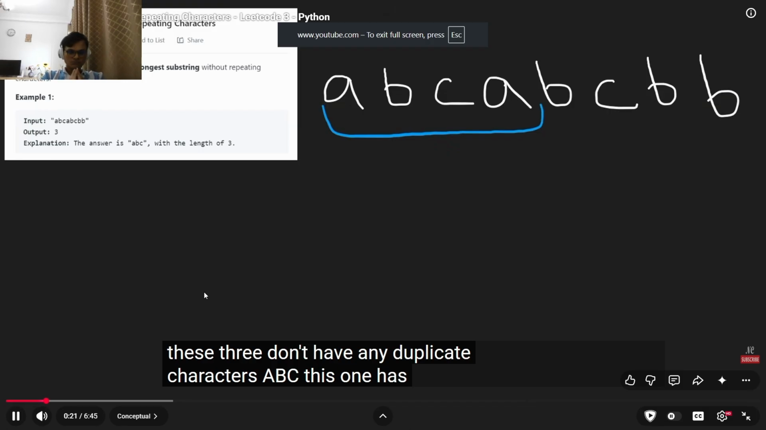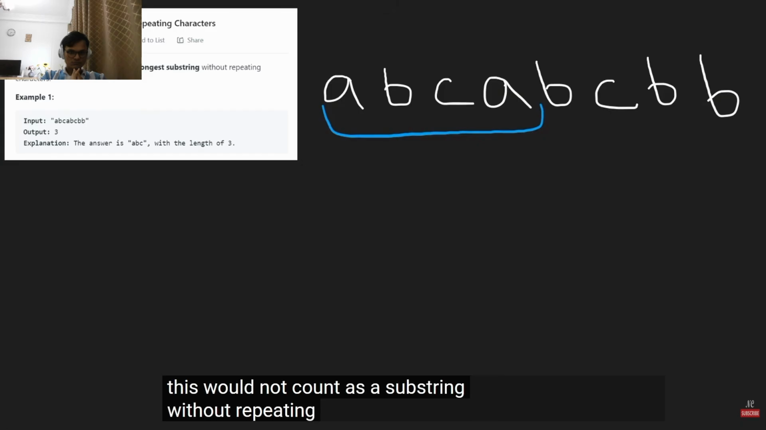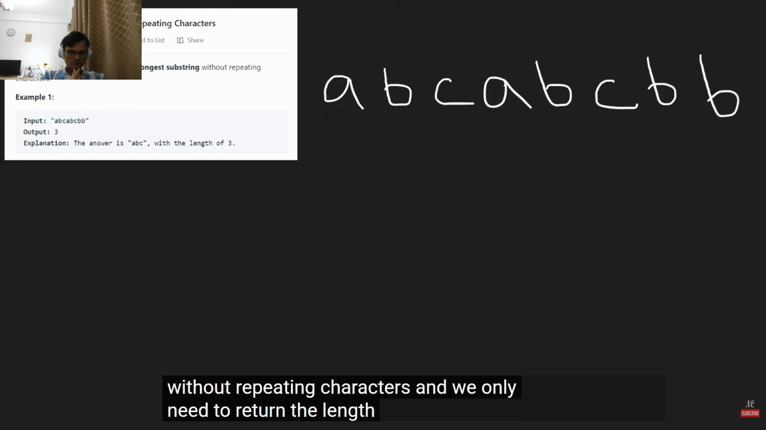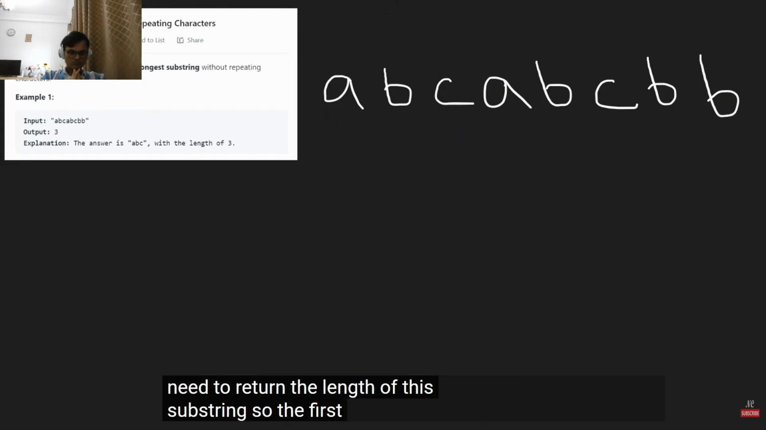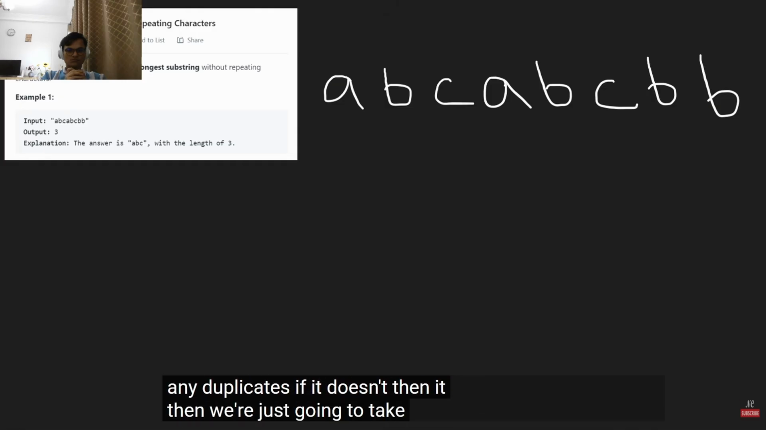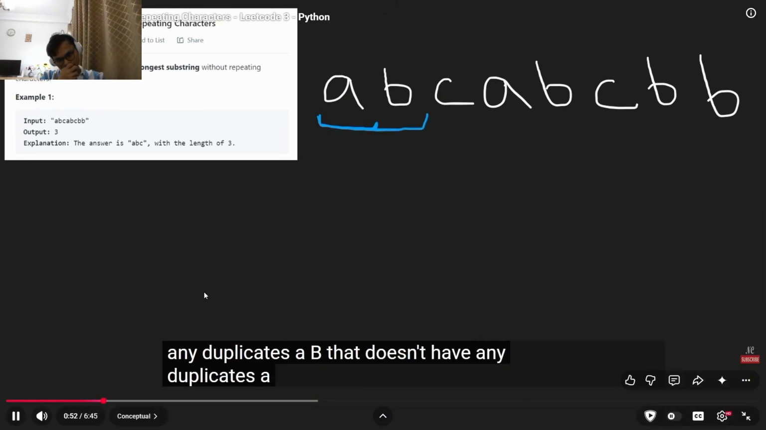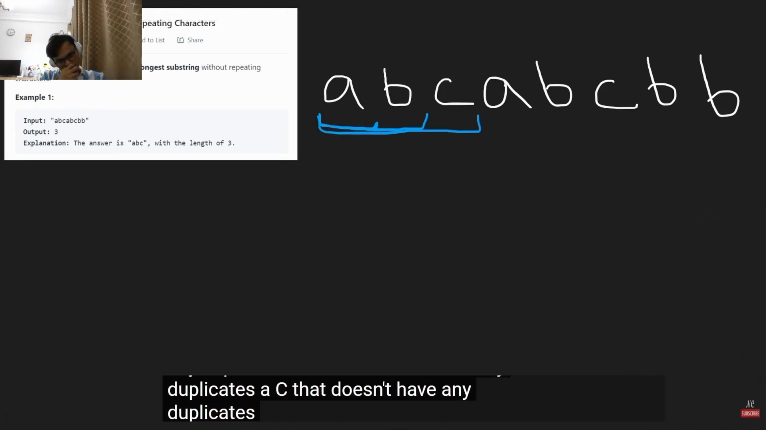This one has two A's, so this would not count as a substring without repeating characters. And we only need to return the length of this substring. So the first idea that comes to my mind at least is to just check every single substring, check if it has any duplicates. If it doesn't, then we're just going to take the longest one of those strings and return that. A C doesn't have any duplicates either.